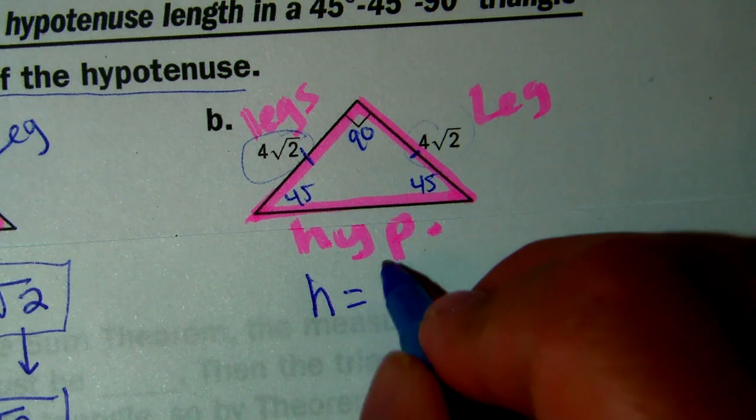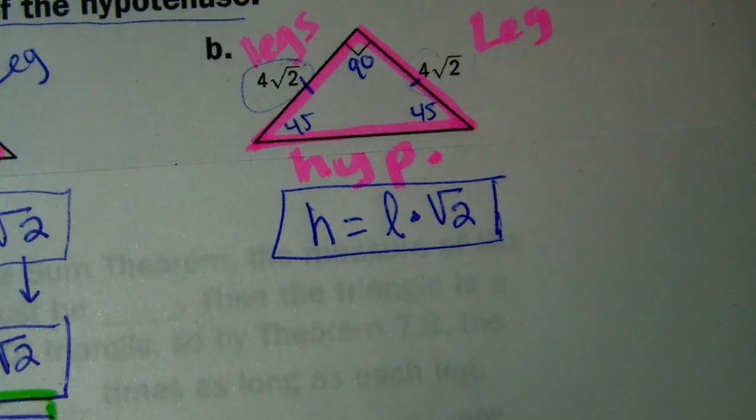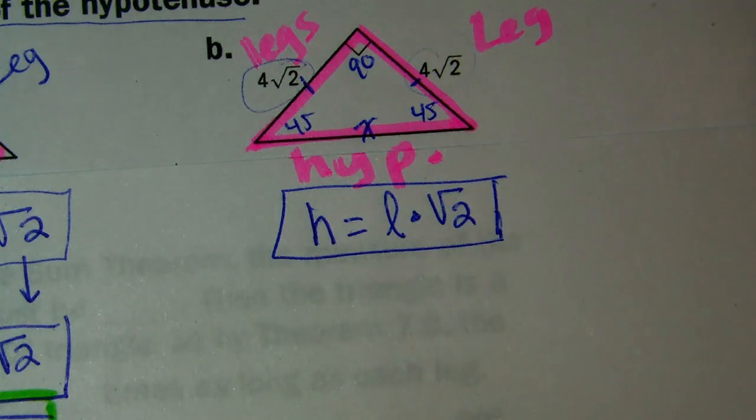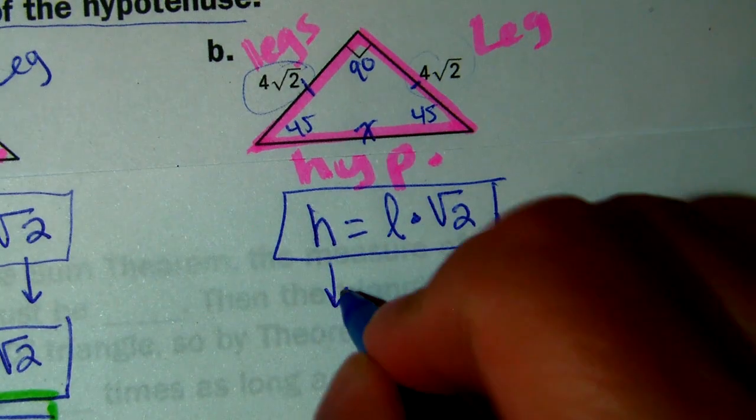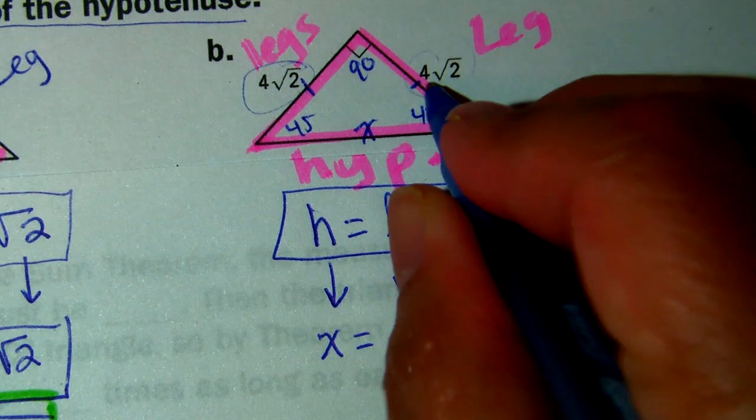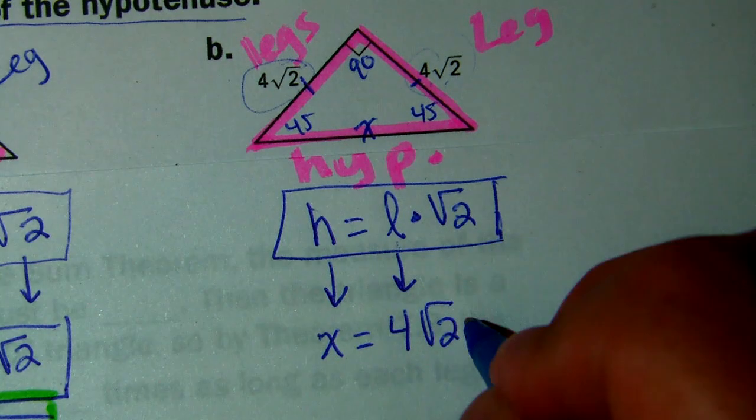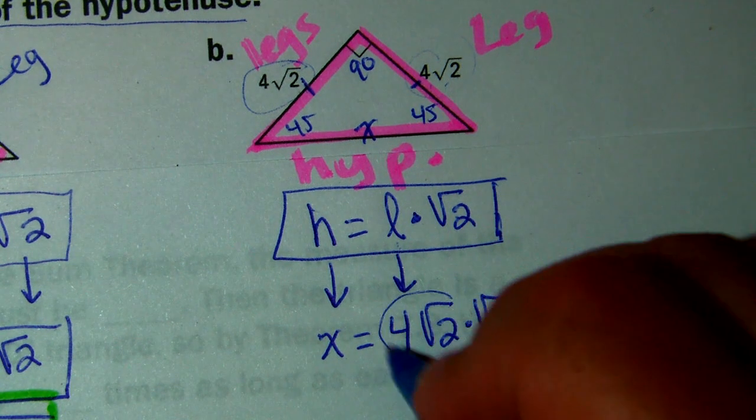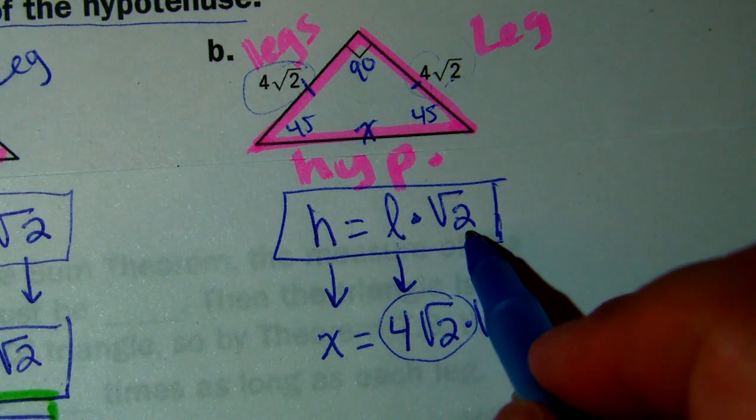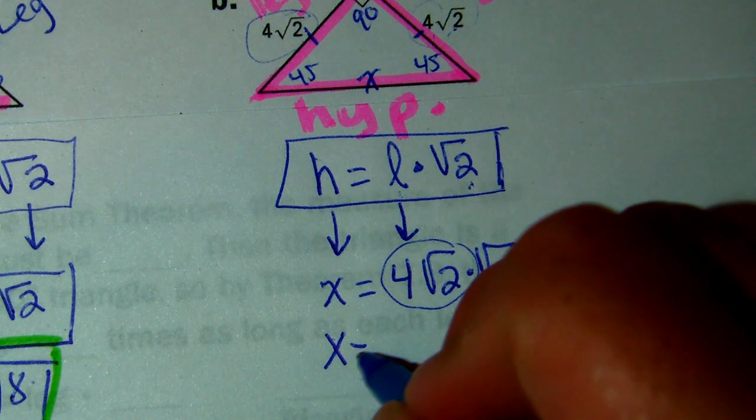So again, I'm going to write the formula. Hypotenuse equals leg times square root of 2. This is your formula. So let's substitute. We're looking for the hypotenuse, and of course we don't know the value of the hypotenuse, so I'm going to put an x. So substitute. The h is the x. The leg is 4 times square root of 2, and this is square root of 2. This is the value of the leg because we have it right here, 4 times square root of 2, and then times square root of 2. We're going to do this algebraically, using laws.